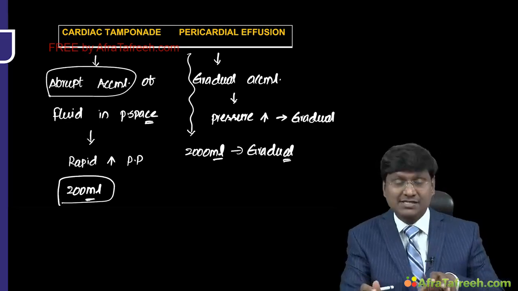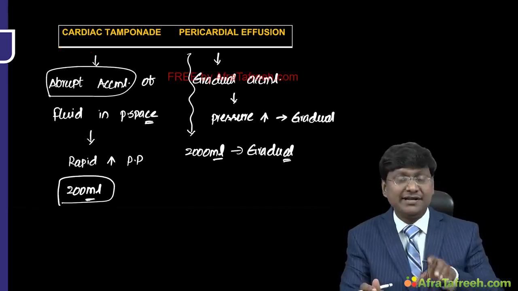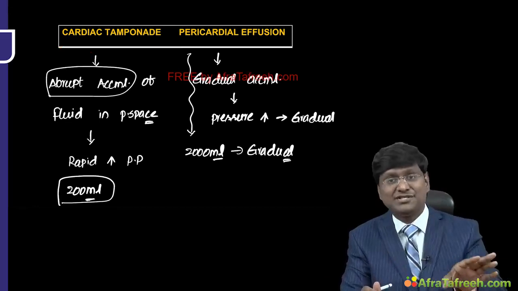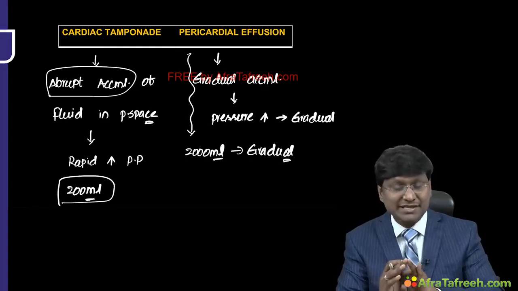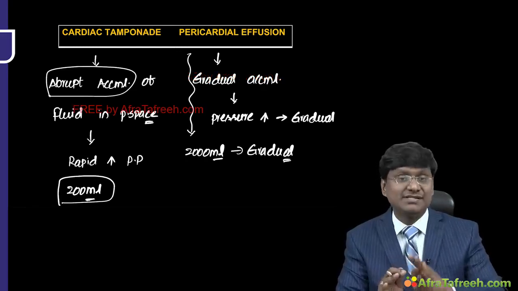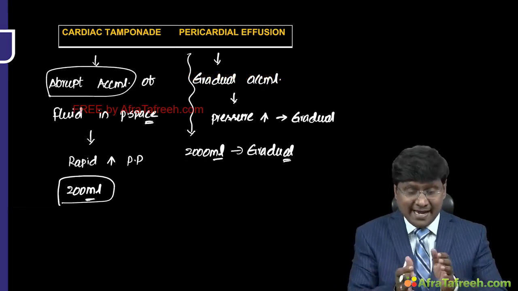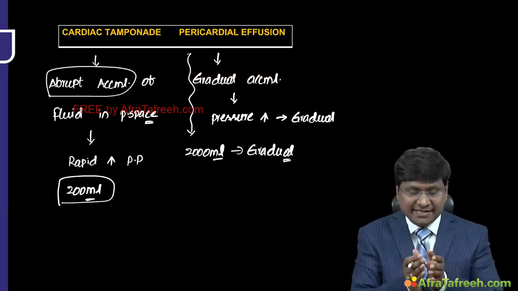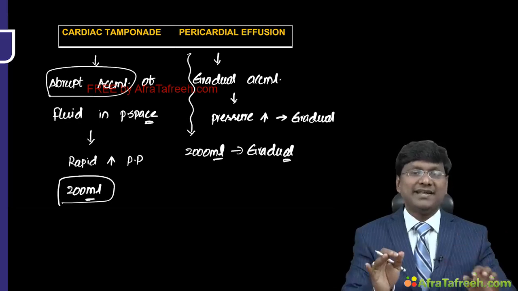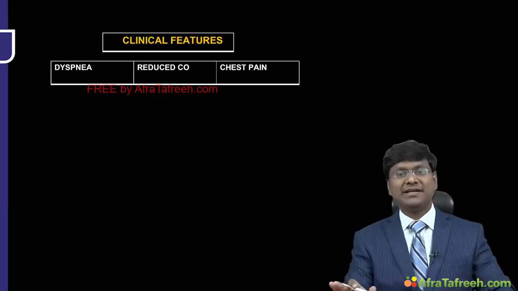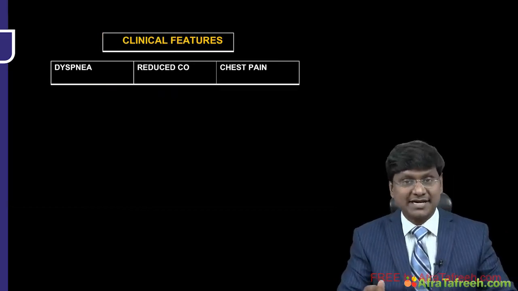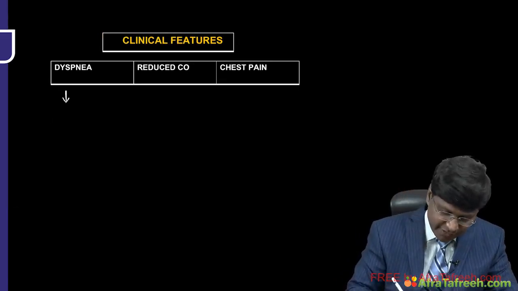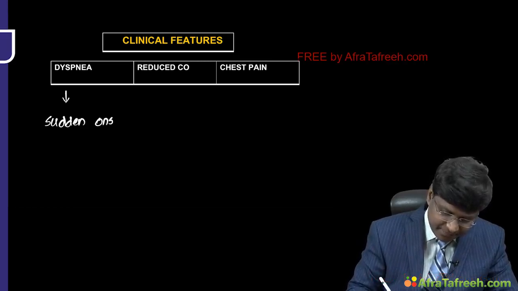Okay. When will you consider the diagnosis of cardiac tamponade? The diagnosis should be considered in any patient whenever there is jugular venous distension, whenever there is hypotension, and whenever there are muffled heart sounds. Okay. And in the chest x-ray, if you are finding that there is sudden enlargement of the cardiac silhouette, then you have to suspect cardiac tamponade, right? Now, if you take the clinical features in patients with cardiac tamponade, a very important point is sudden onset dyspnea, right?